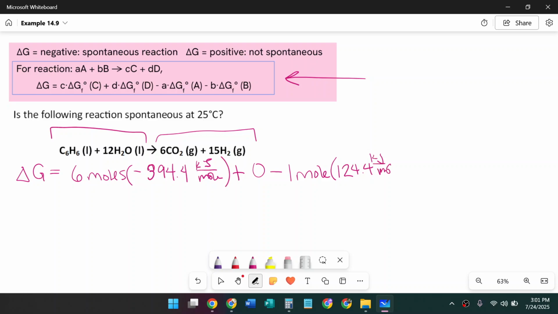All right, and then the last one that we're subtracting is 12 moles of H2O, and that is in liquid form. So we're going to look on the chart. That's in the second column, and down at the bottom there are 2 H2Os. One's gas, one's liquid. Make sure you grab the liquid number. That's negative 237.1, and that's kilojoules per mole.